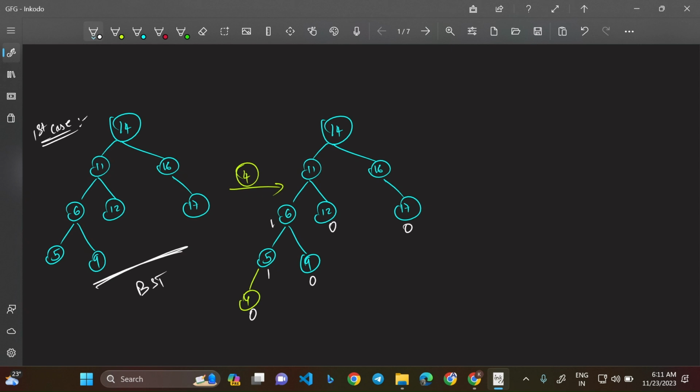And what is the balance factor for 16? Minus 1. Okay. What is it for 11? That is 3 minus 1, that is actually equal to 2. And for 14, what is it? 4 minus 2, that is actually equal to 2. Now here the problem is being created, isn't it? Here the problem is being created.